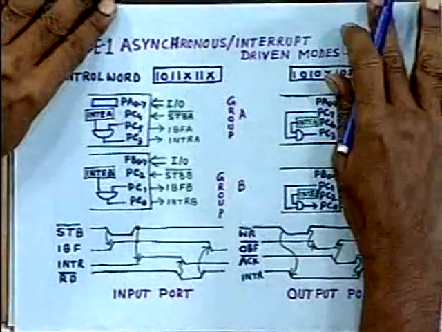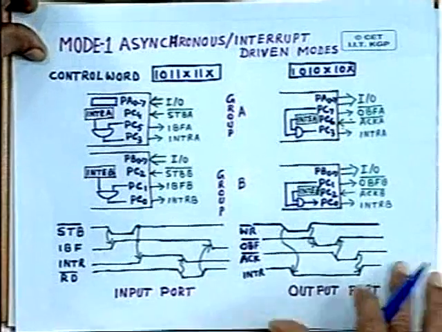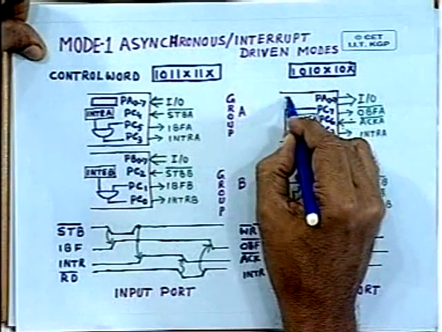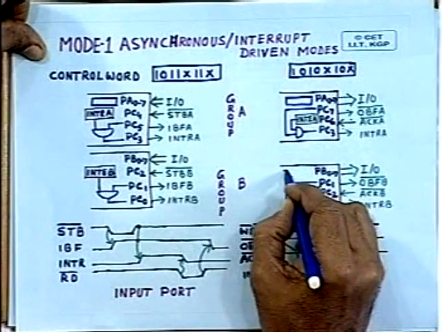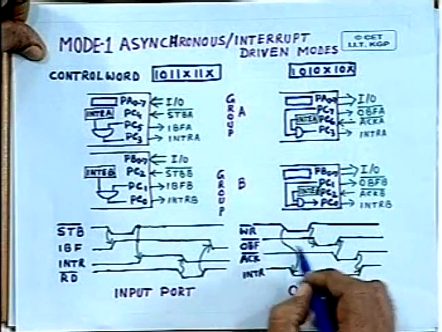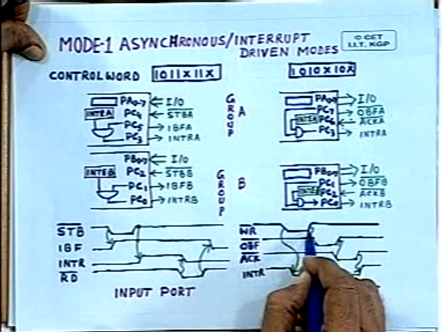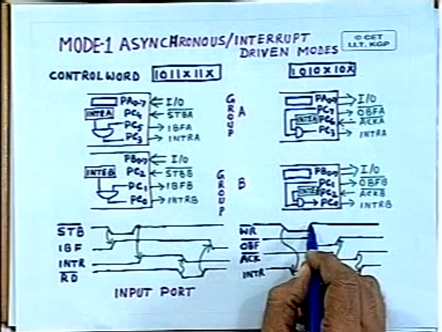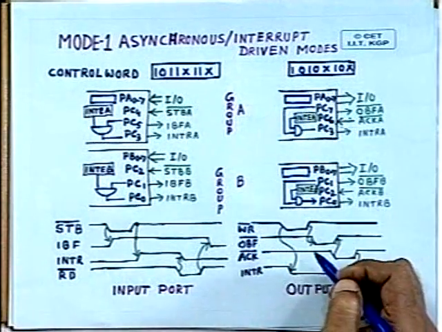Similarly, the port A and port B can be used as an output port, which is explained here. Whenever it is used as output port, the data will be written into these registers, PA or PB registers, by executing a write instruction. That means by executing an OUT instruction. As the OUT instruction is executed, this write signal will be activated and data will be transferred to this register.